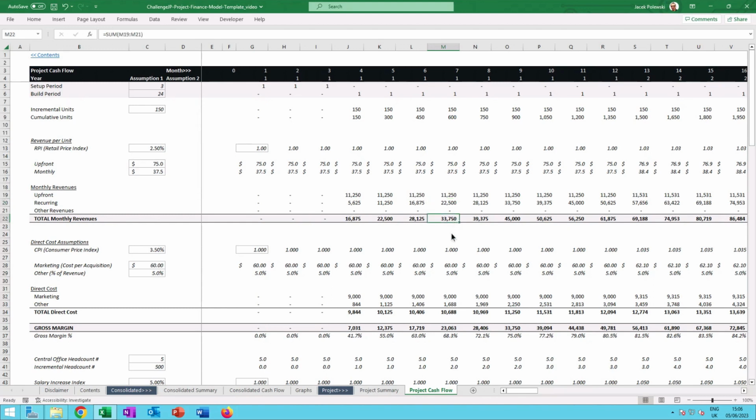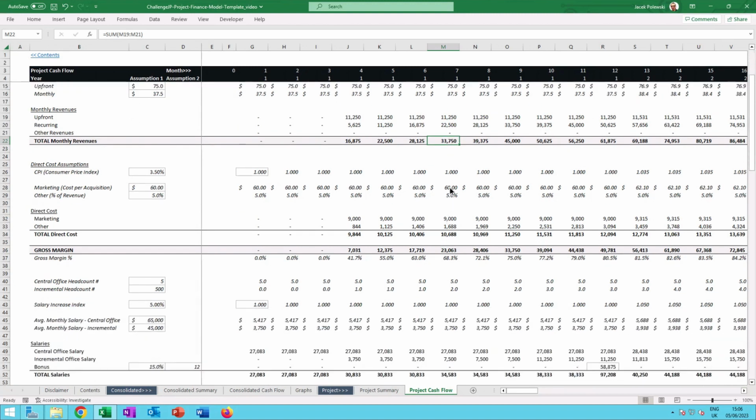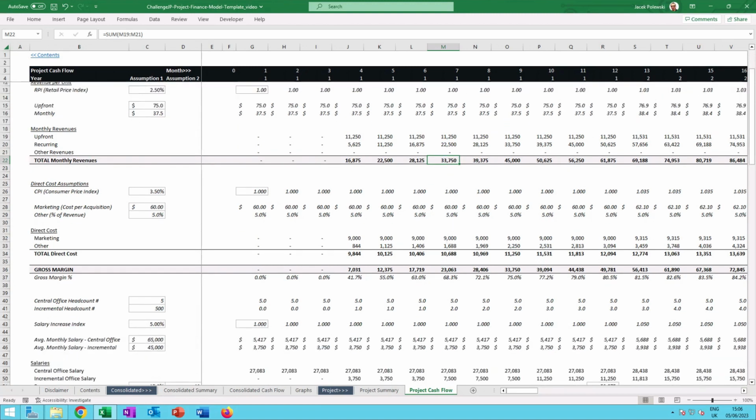Okay, and that in total will give me my monthly revenues. Those are the revenues that I'm forecasting for that particular project. Then I want to proceed to direct cost assumptions. For example, in our case, I used simplistic assumptions here.